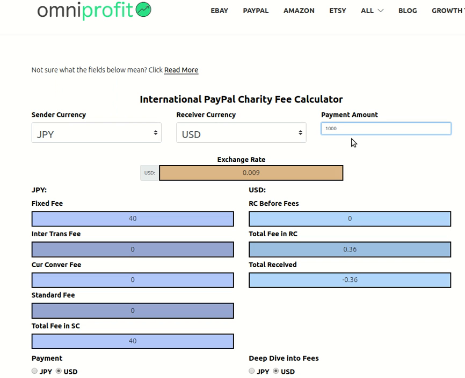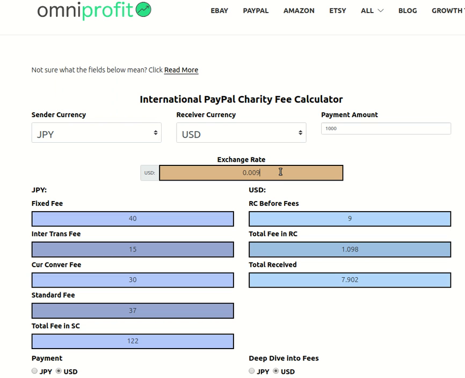So now I'm saying that the payment amount is 1,000 yen to this US based charity. This box here is the exchange rate. So you can see that 1 yen is almost 1 cent. And let's say you don't like that exchange rate. You want to say, maybe if the exchange rate improves, the yen appreciates relative to the dollar, you can edit the exchange rate and everything's going to work.